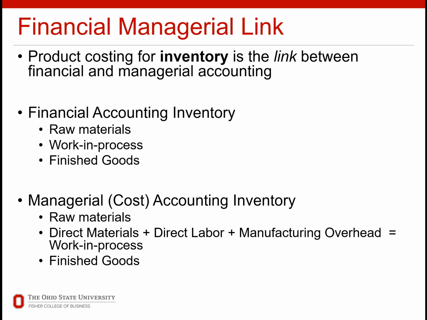In essence, what I'm laying out here on the slide is that financial accounting accounts for inventory on the basis of raw material, work in process, and finished goods, whereas managerial or cost accounting accounts for inventory on the basis of raw materials, direct materials, and overhead. So in essence, it's just disaggregating the work in process account into three separate accounts, if you see there. Again, work in process equals direct materials plus direct labor plus manufacturing overhead. That's the sole difference here.